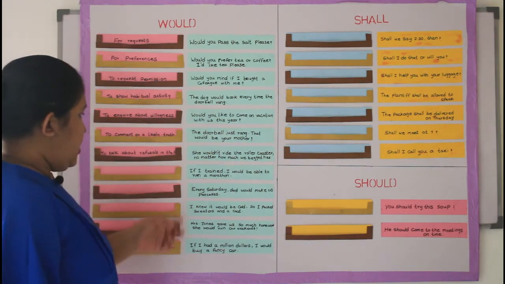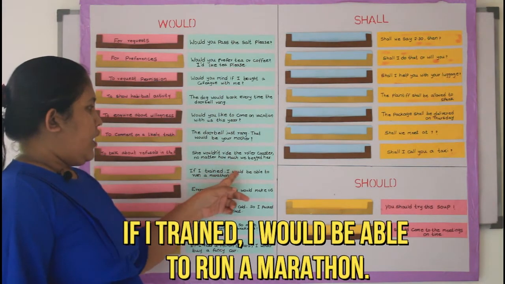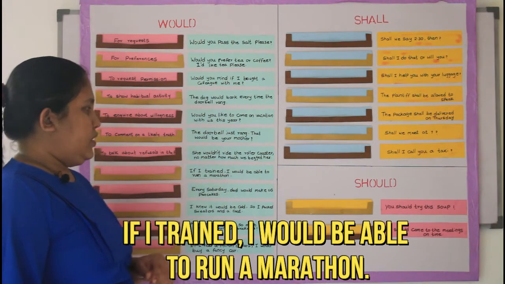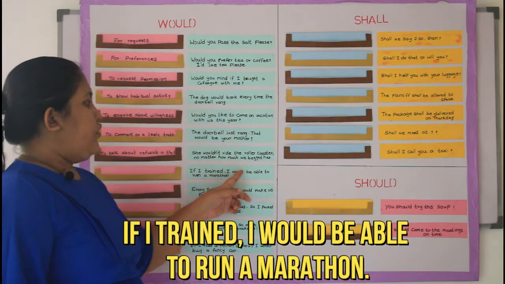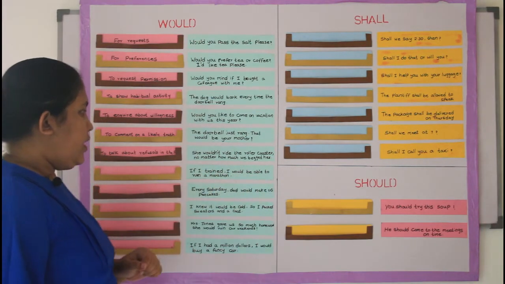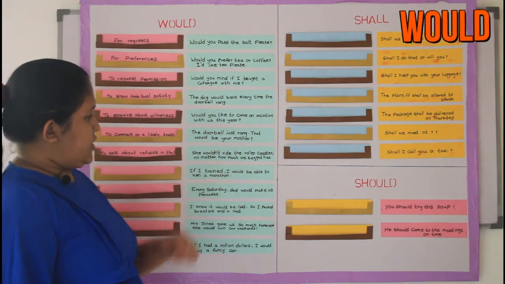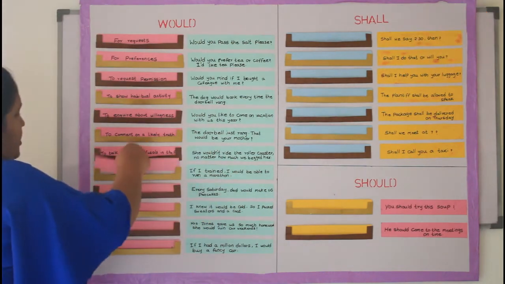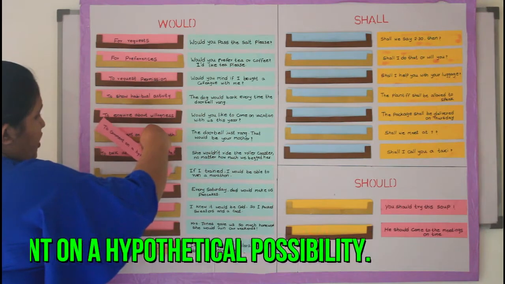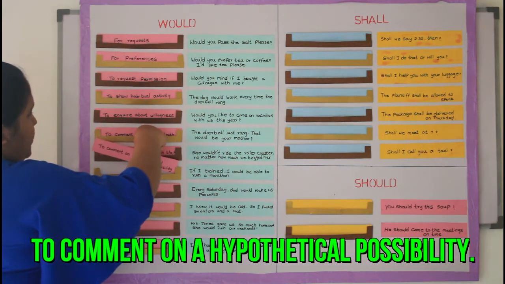Next one. If I train, I would be able to run a marathon. Here, the modal verb would is used to comment on a hypothetical possibility.